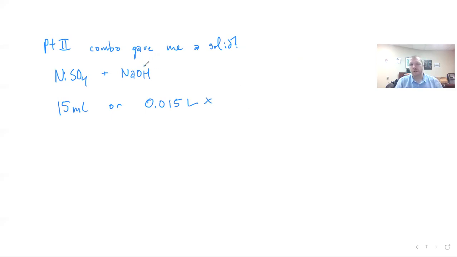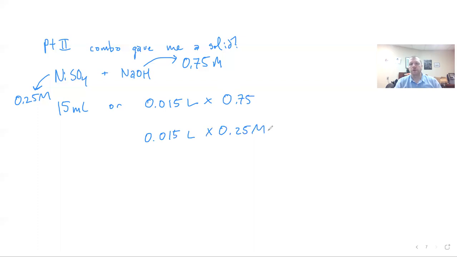Well, the sodium hydroxide solution that you're going to be using in lab is 0.75 molar. The nickel sulfate, I believe, is 0.25 molar. You're going to figure out the number of moles of that sodium hydroxide solution. So you're going to take 0.015 times 0.75. Then you're also going to do 0.015 liters times 0.25 molar.